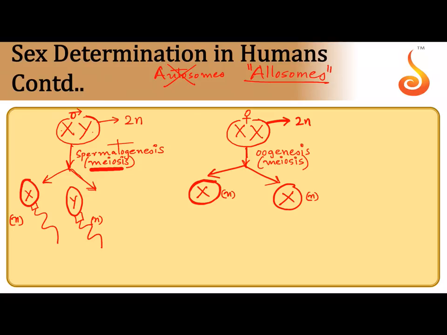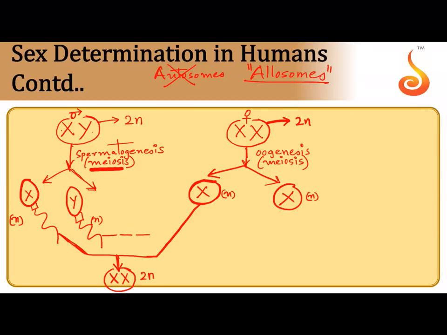Clear? Now, if the sperm carrying the X chromosome fuses with the egg carrying the X chromosome, the resulting zygote will be XX. Zygote is obviously diploid. Similarly, if the sperm carrying Y chromosome fuses with an egg carrying X chromosome, the resulting zygote will be XY. Now this zygote with XX will become a female organism. The embryo becomes a female, and this one, which is XY, becomes a male, because having like sex chromosomes determines the female sex, having unlike sex chromosomes determines the male sex.